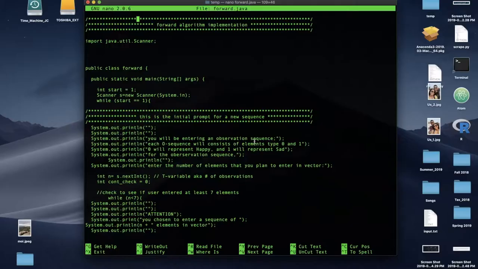For the initial prompt, I ask the user to enter whatever number of elements they would like for their observation sequence. The observation sequence will only consist of elements of type 0 and 1. 0 will represent happy and 1 will represent sad.